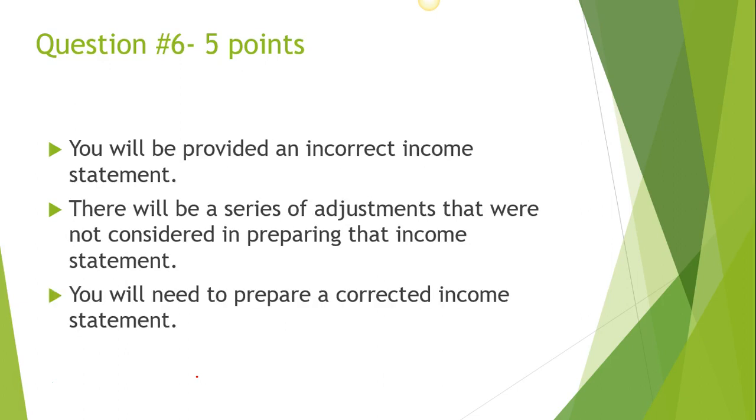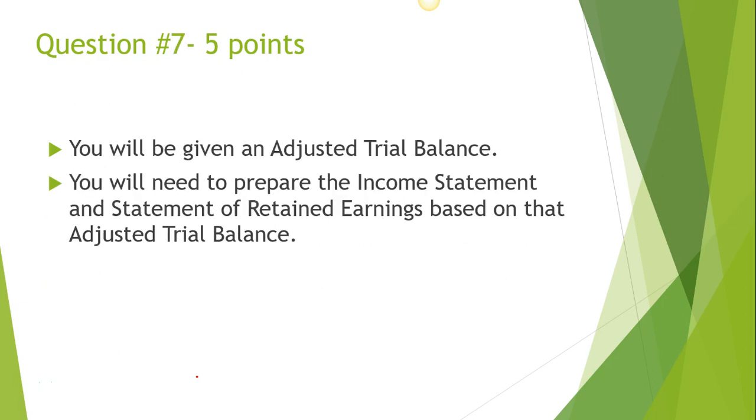Question number 6. You'll be given an incorrect income statement. How do you like that? What you're going to notice is that there will be a series of adjustments that were not considered in preparing that income statement. So again, this is chapter 4. I'm really pounding 4 because 4 is what really makes the difference between small business accounting and corporate accounting. So here you're going to be getting a series of adjustments that were not considered. Now what am I asking you? Consider those adjustments and prepare a corrected income statement. So that's question number 6.